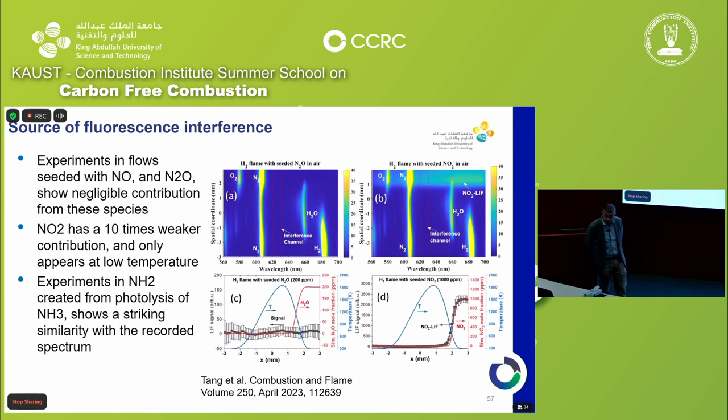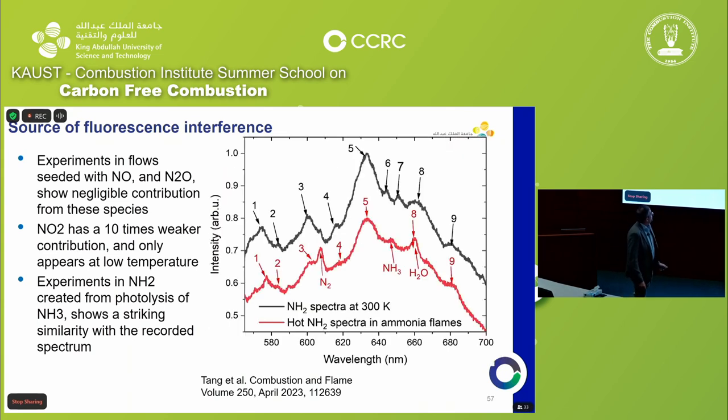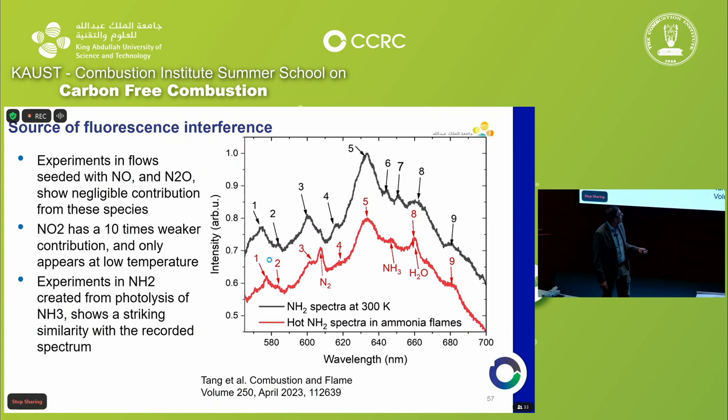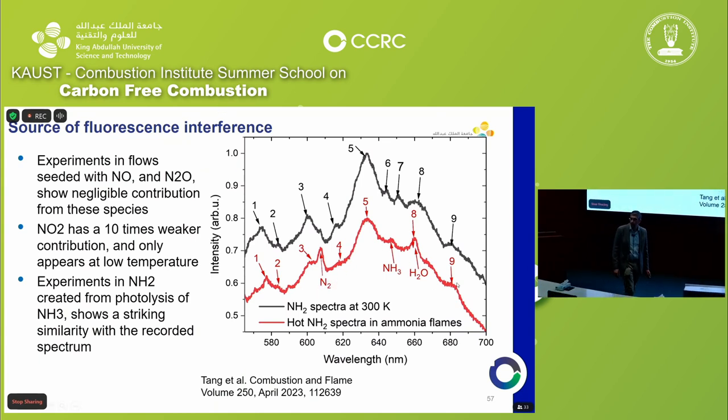NO2 was giving us some signal, but very weak compared to what we had in the flame, and only at temperature below 800 Kelvin. So NO2 was certainly one of the contributors. But then we tried to generate some NH2 from photolysis of ammonia, and we got a spectrum that looks extremely similar to what we were recording in flame. This is the first spectrum of the fluorescence.